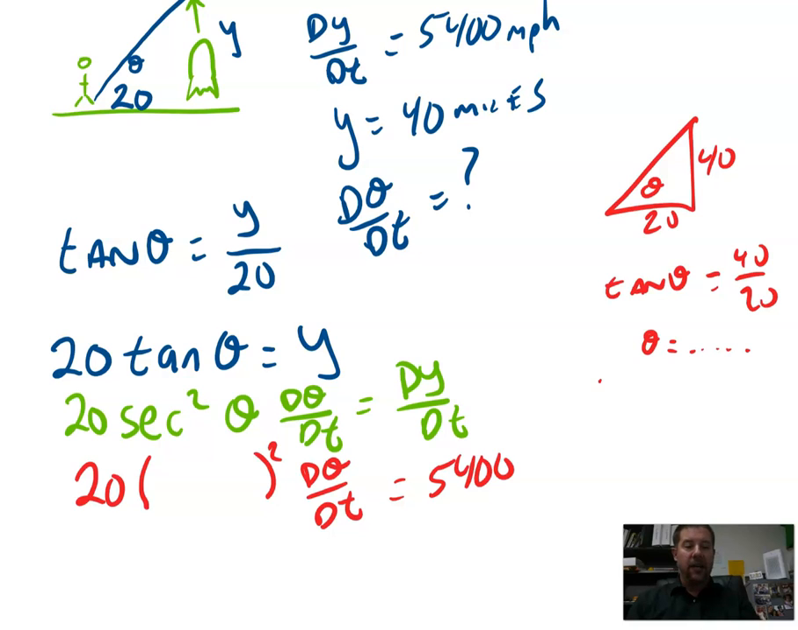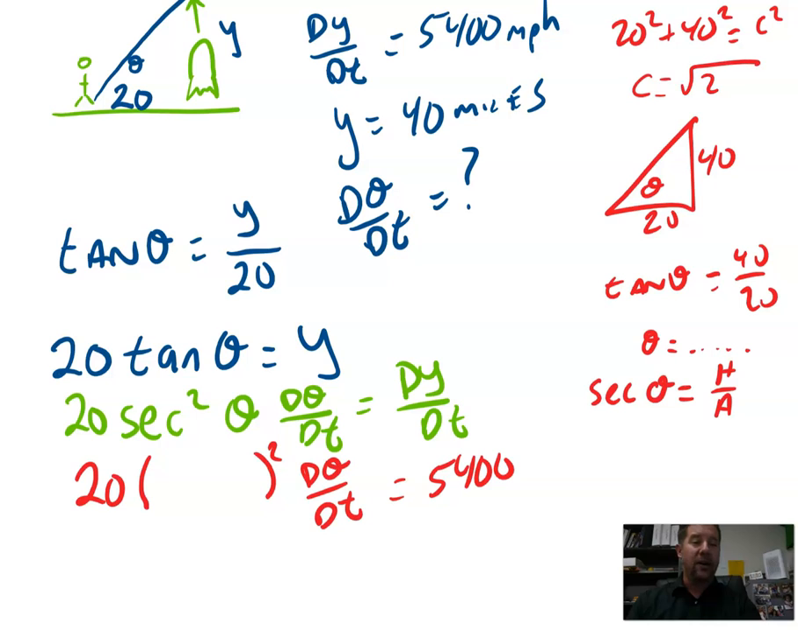Now, back to find secant of theta. Well, secant of theta is the hypotenuse over the adjacent side, right? It's a reciprocal of cosine. And I know the adjacent side. I don't know the hypotenuse, but I could go and find it. I mean, if I do 20 squared plus 40 squared equals c squared, I can solve this, and I'm going to get c is the square root of 2,000. Okay, and again, you can do the math on that. But if that's the hypotenuse, then the secant of theta would be the square root of 2,000 over 20. Okay, hypotenuse over the adjacent.